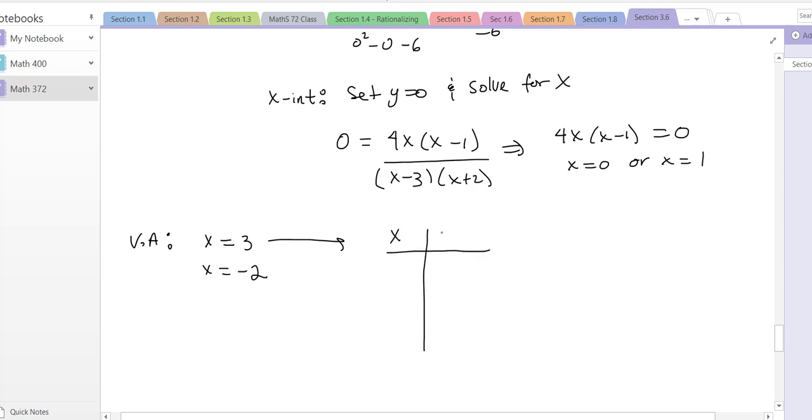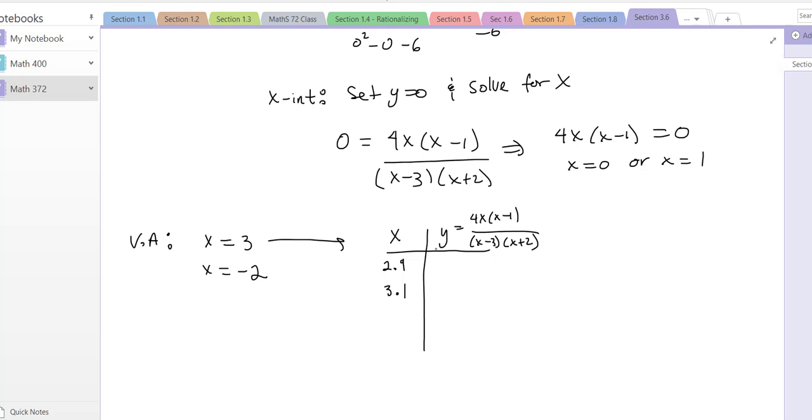So y is equal to this function, right? 4x times (x minus 1) over (x minus 3)(x plus 2). The factored form is nice because I'm checking when x equals 3. We can try 2.9 and 3.1 just to see what happens. And I know for our vertical asymptote, we're either going to positive infinity or negative infinity.